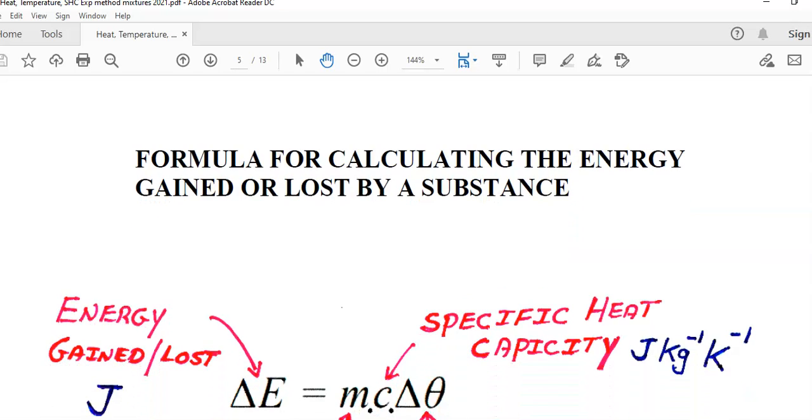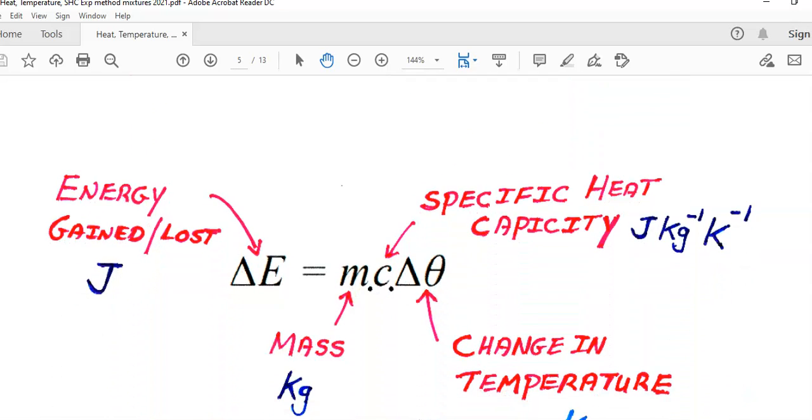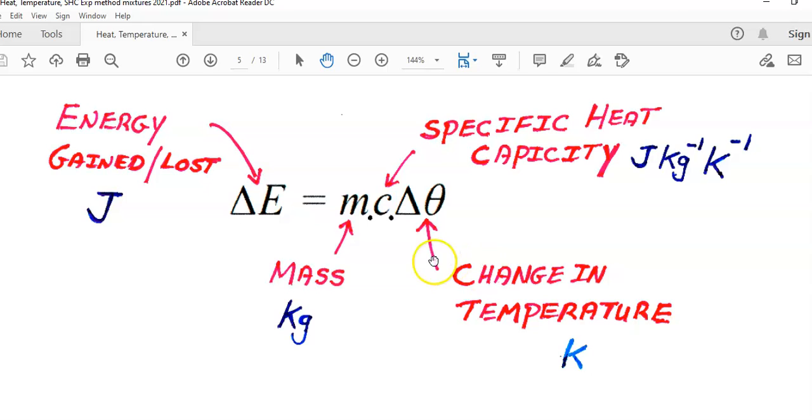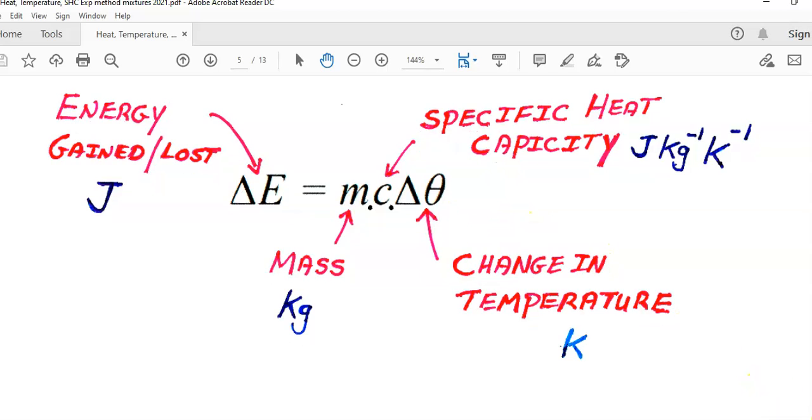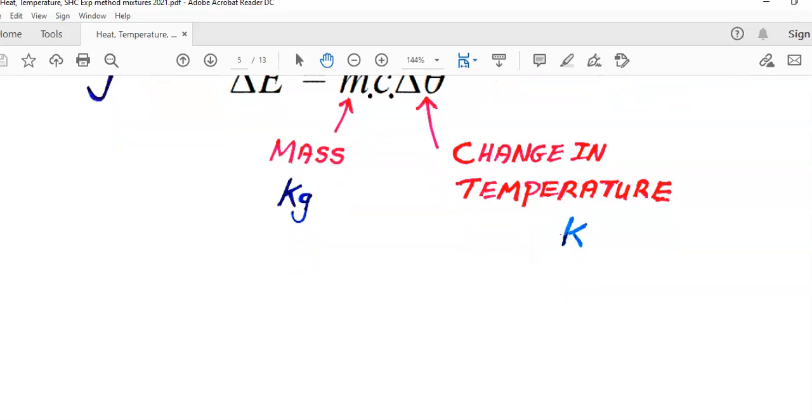Now, associated with that definition, we have the formula, and you've used this formula very well. The formula tells you that if an object gains or loses energy, then the amount of energy gained or lost can be calculated by multiplying its mass by the specific heat capacity by the change of temperature. This formula will do if something rises in temperature, but it will also do if something lowers in temperature. We'll see a couple of examples of use of this formula coming up shortly.